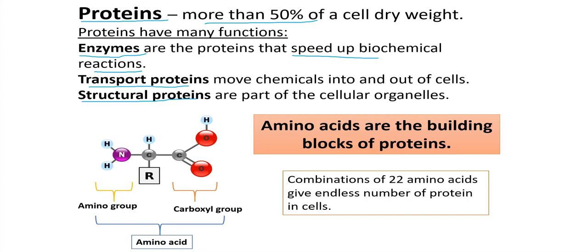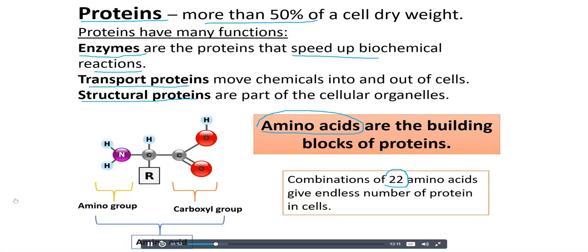The building blocks of proteins are amino acids. Right now we have 22 amino acids, and combinations of these 22 amino acids give us an endless number of proteins in the cells. We have different types of cells, but they are all made up of amino acids. It's like several amino acids attached to each other, and it will be a different protein.